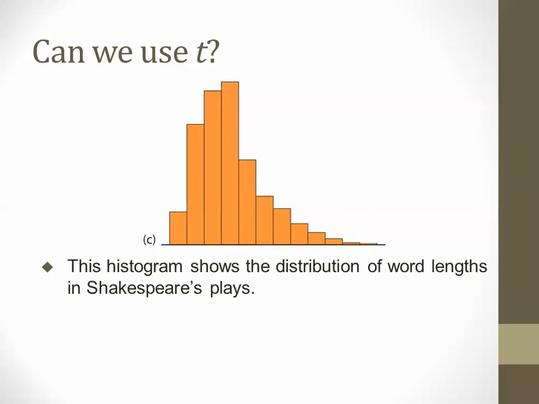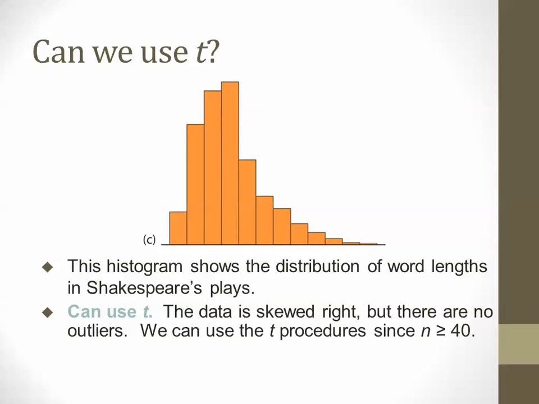Here, can we use t? Okay, so the data is skewed right, but there are no outliers. So we can use t procedures since n is greater than or equal to 40. I don't know what we want to do with this, with the word length in Shakespeare's plays, but there you go.